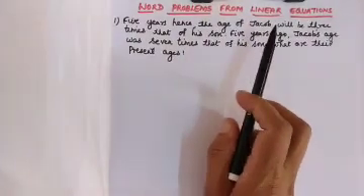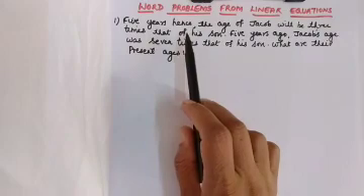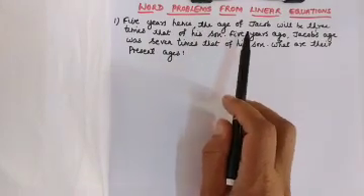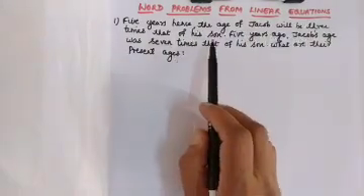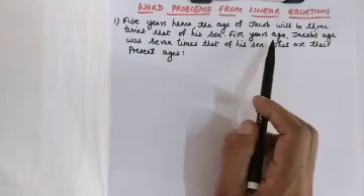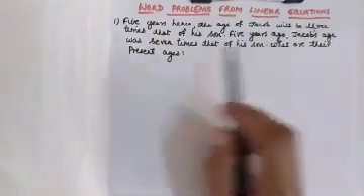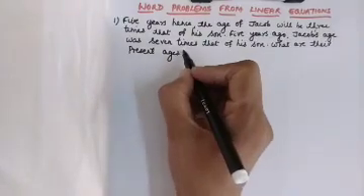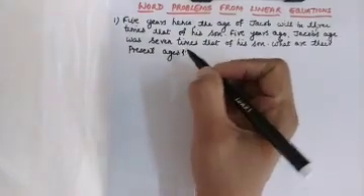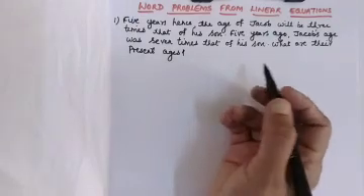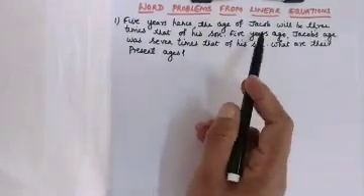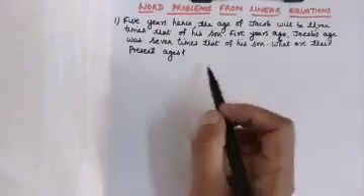Word problems from linear equations. 5 years hence, the age of Jacob will be 3 times that of his son. 5 years ago, Jacob's age was 7 times that of his son. What are their present ages? So what you have to find should be taken as x and y. You have to find the present age of Jacob and his son.